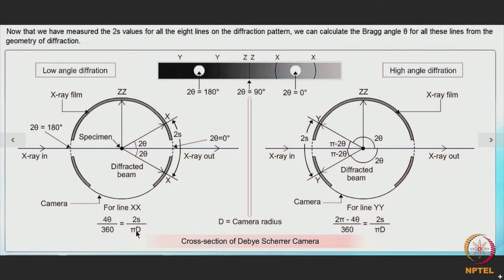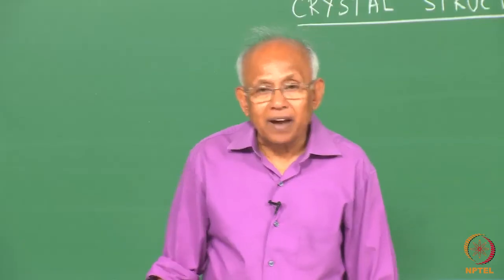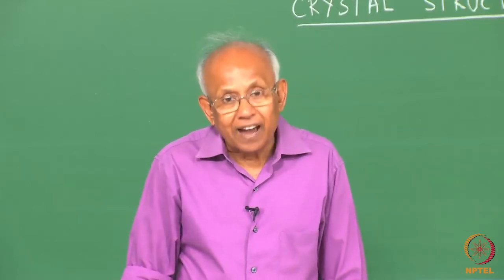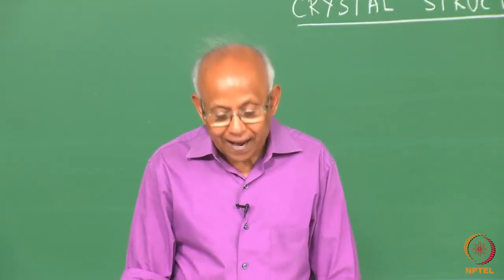So, 2s divided by pi d will be equal to the angle subtended here, which is 4 theta, divided by the angle subtended by the whole circumference, which is 360. From this relationship, since d, the camera diameter, is known and s has already been measured, we can find out the value of theta for this particular line. In this way, for all the low angle diffraction lines, we can find out the corresponding values of the Bragg angles.